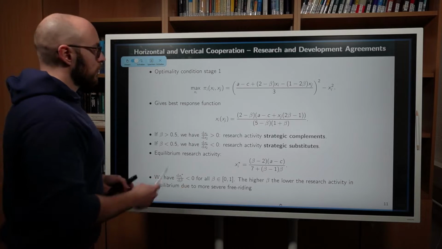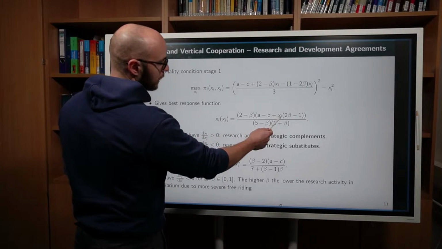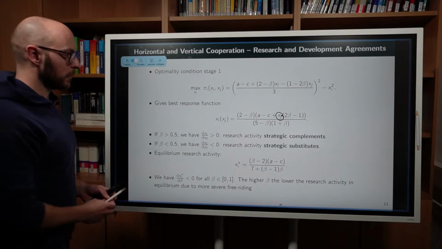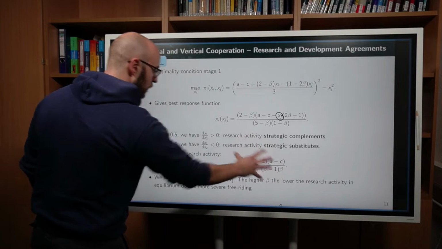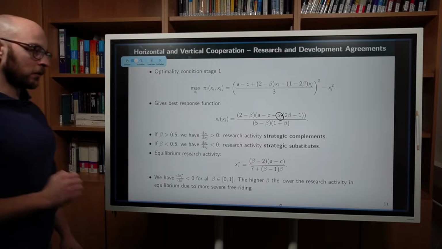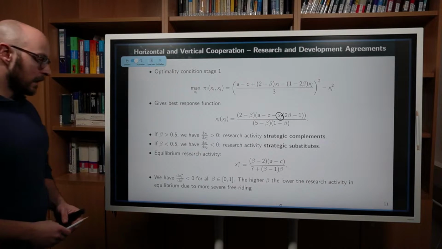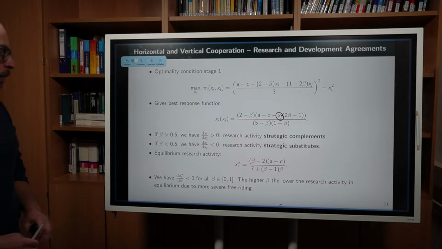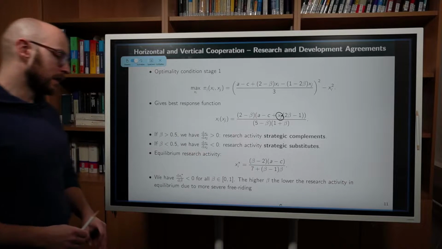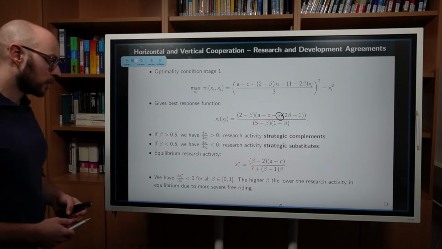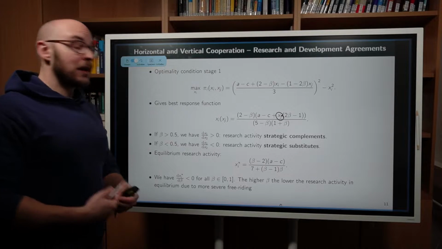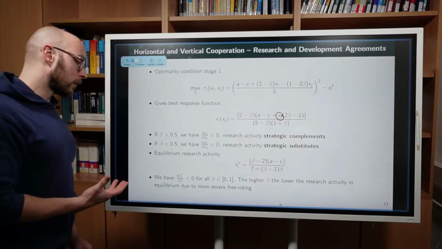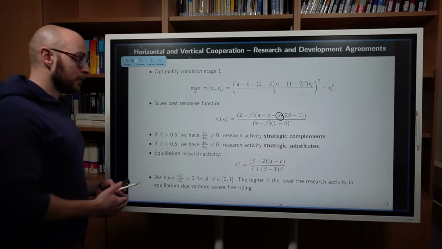Okay, so what you can do next is to just assume symmetry at that point. So just assume that this xj is an xi, and then you get to this expression if you just simplify, right? And this is our equilibrium research activity without a research joint venture. And what you see here is that if you differentiate this function, so the equilibrium research activity of one firm, with respect to beta, you will see that the function is decreasing if beta is between 0 and 1, which is true by definition. So that means that the higher the spillover parameter, the lower the research activity will be in equilibrium, and that is due to free riding behavior, right?